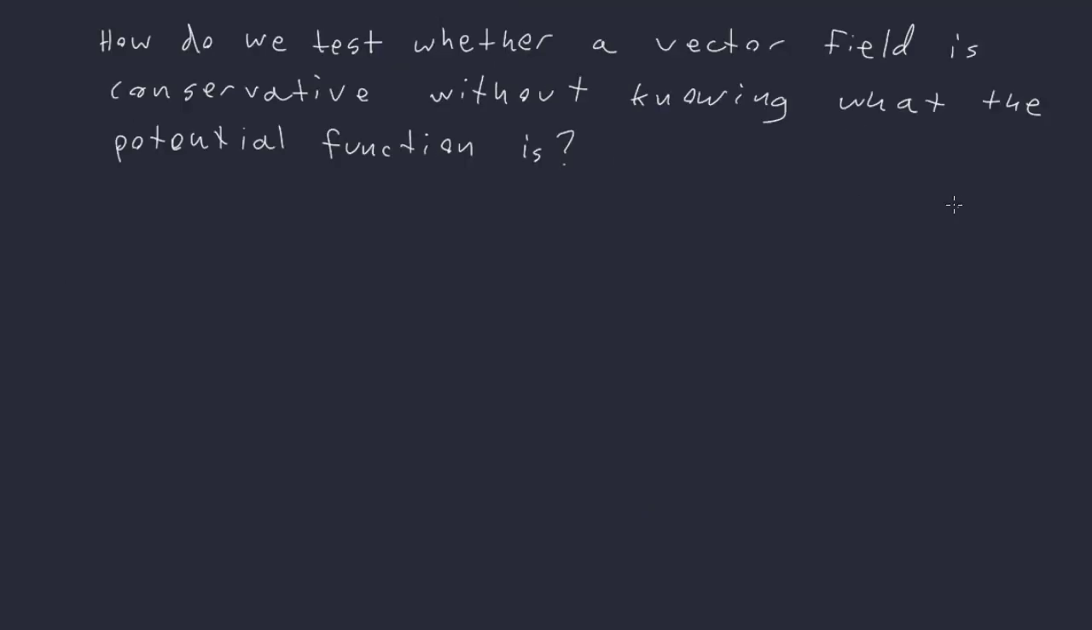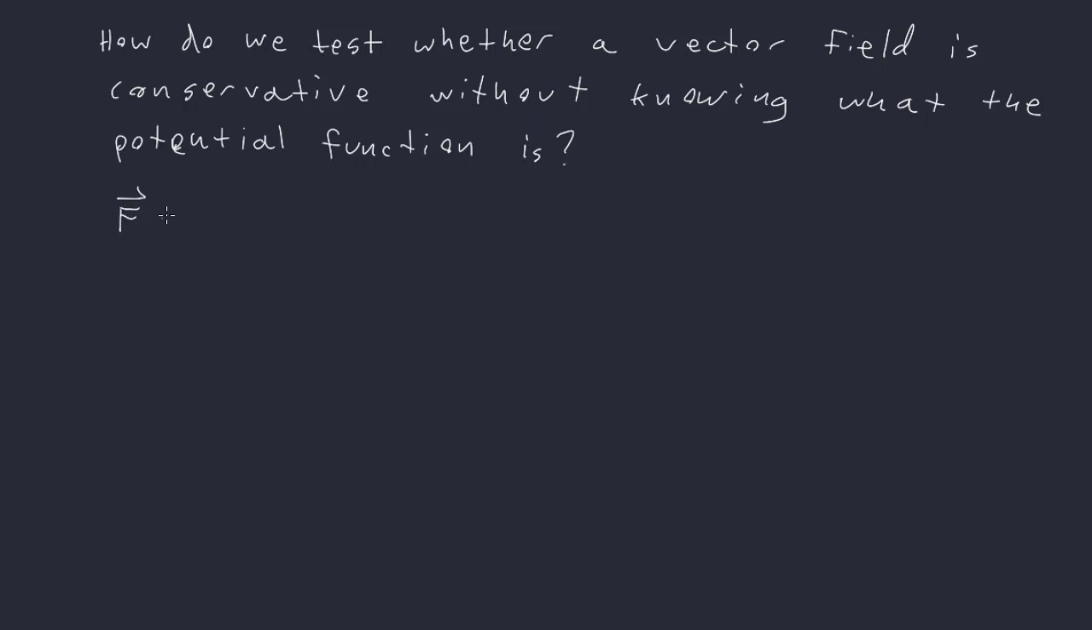Okay, so to just have it written out here, how do we test whether a vector field is conservative without knowing what the potential function is? And we're going to talk about the method of how we find the potential function, but we want to be able to test that a field is conservative before we start trying to find what the potential function is, right? We don't want to waste our time if the field isn't even conservative. Okay, so it's actually a neat little test.